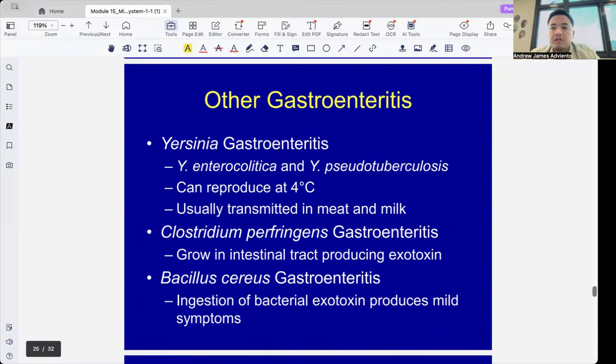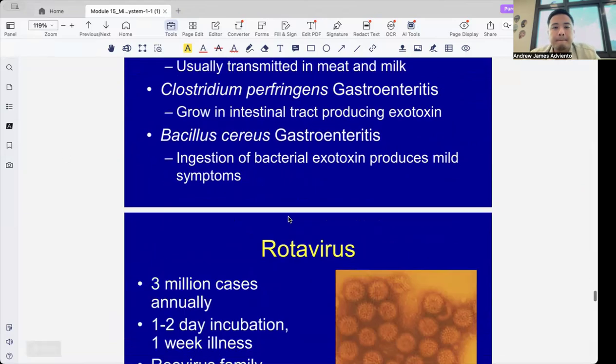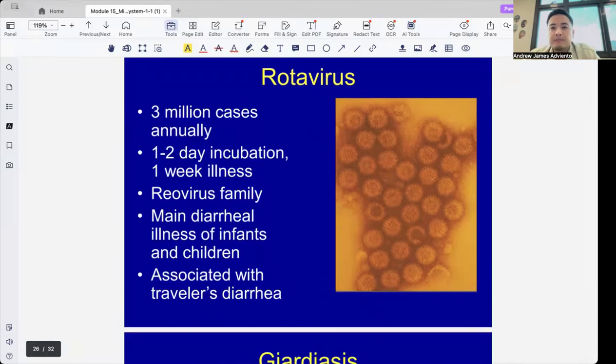So other gastroenteritis causes include this one. These causes can include Yersinia, Clostridium perfringens, and Bacillus cereus. So these bacteria often produce toxins that cause food poisoning. Next, rotavirus. Rotavirus is a major cause of diarrhea in infants and children. So it spreads easily and has a short incubation period.